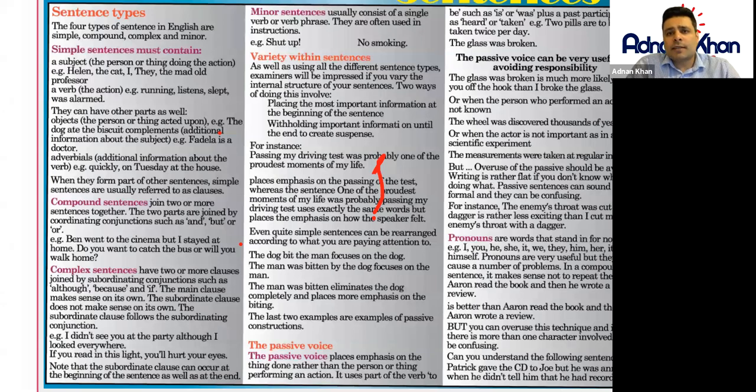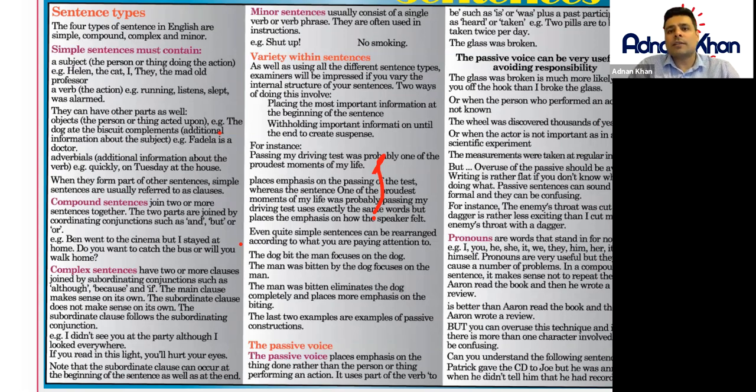So simple sentences, that Eliora mentioned before, contain a subject, and a subject is a person or a thing doing the action. So for example, Helen, the cat, I, they, the mad old professor, these are all subjects. And when you use these subjects within a sentence, it is called a simple sentence. A simple sentence also has verbs, in other words, action words, such as running, listened, slept, was alarmed.